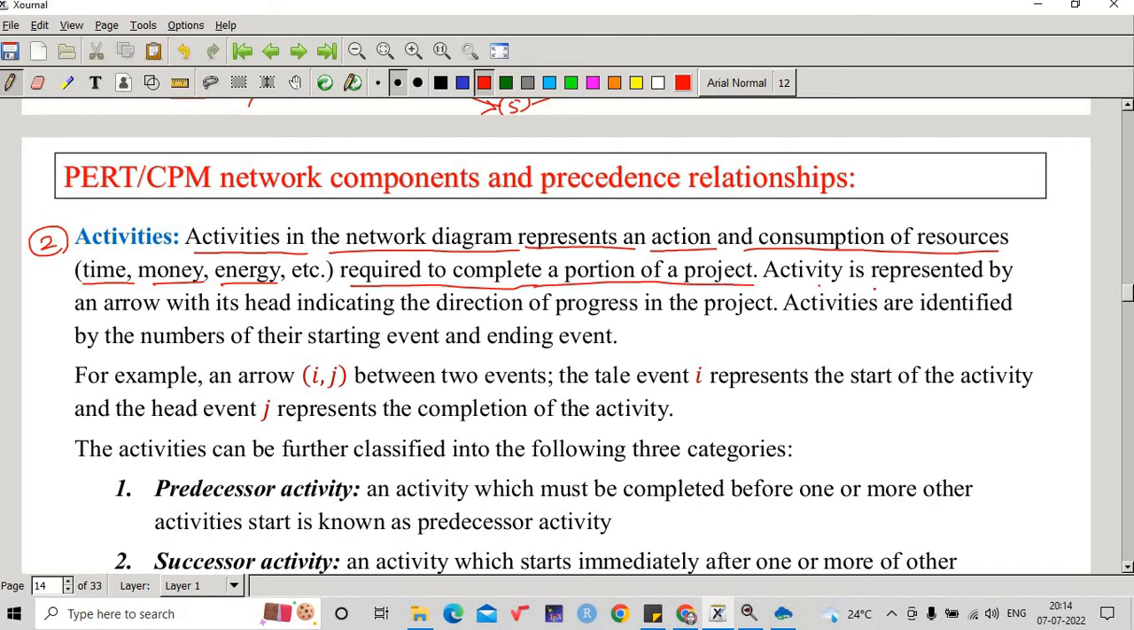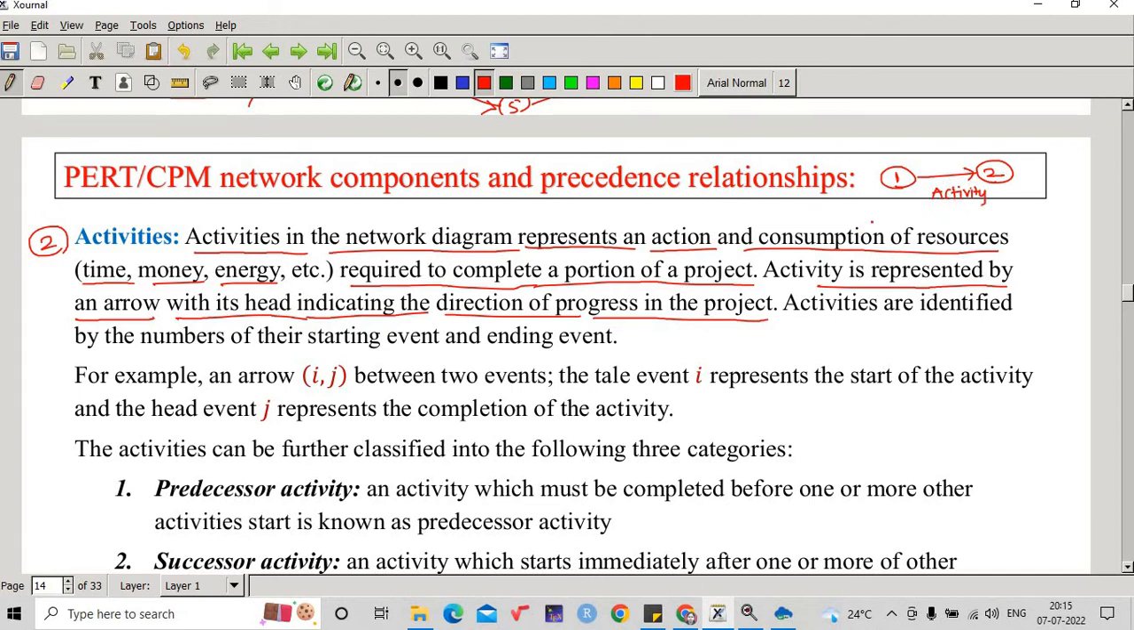The activity is represented by an arrow with its head indicating the direction of the progress in the project. Means अगर ये मेरा फर्स्ट इवेंट है, राइट, एंड ये मेरा सेकंड इवेंट है, तो अगर मैंने इस वे में एरो निकाला तो ये मेरी हो गई एक्टिविटी.